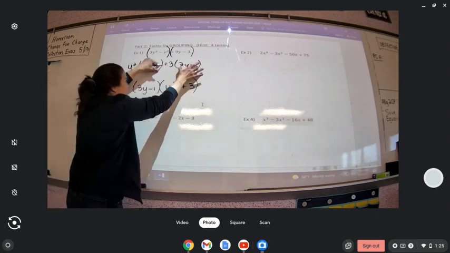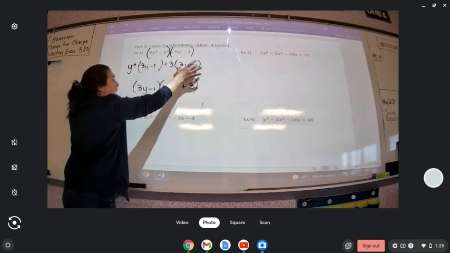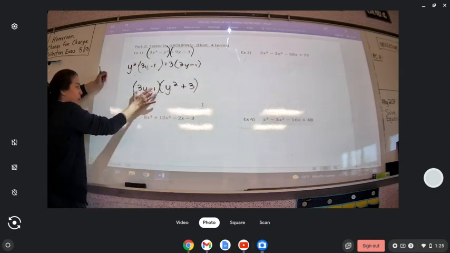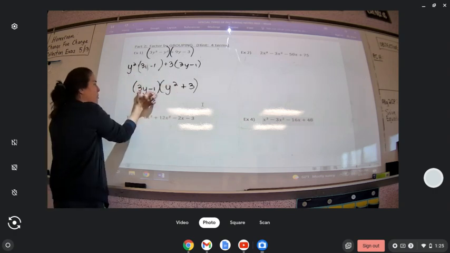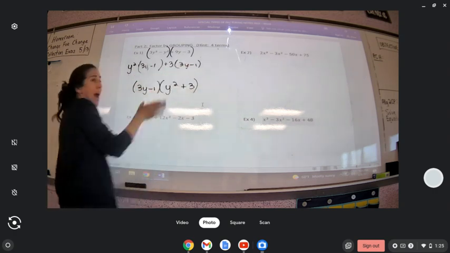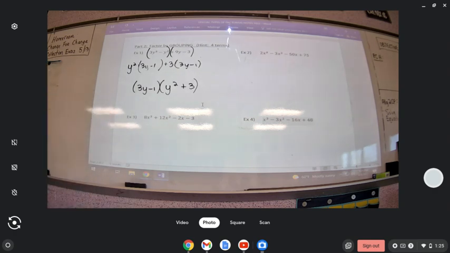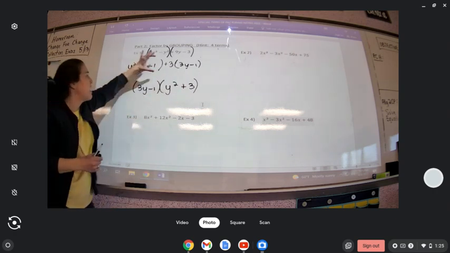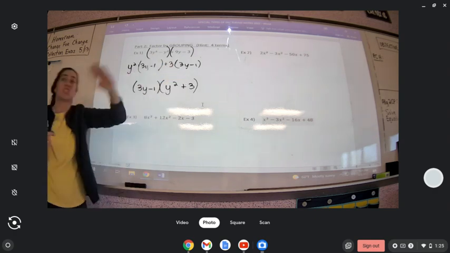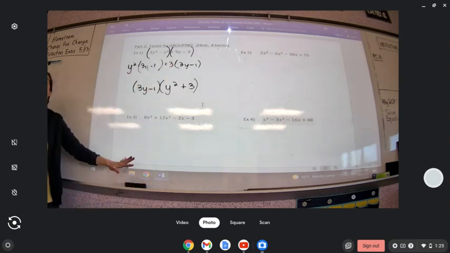It's like factoring out a GCF. They have a factor of 3y minus 1 in common. 3y minus 1 times this gets you back here. 3y minus 1 times this gets you that. You've taken out a greatest common factor. At the end of the day, all you need to know is that the parenthesis that matched is one answer, and the GCF you take out is your second factor. That's literally how they get made every single time.